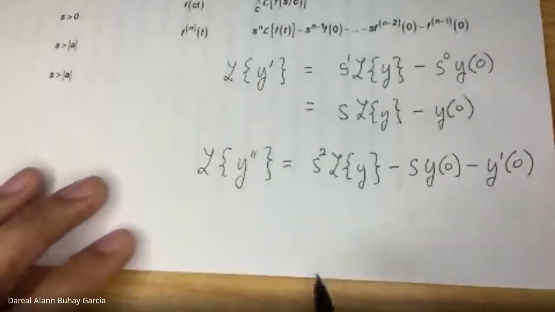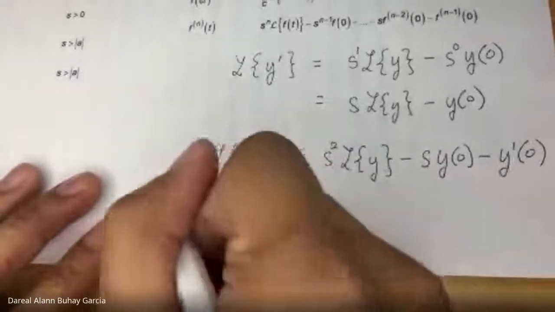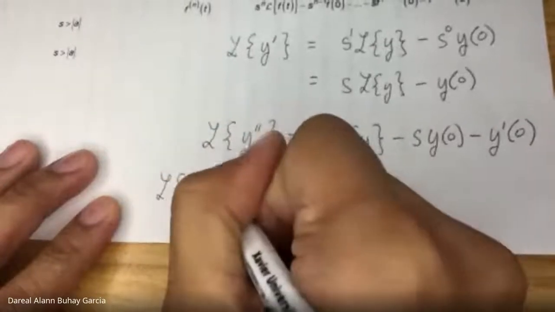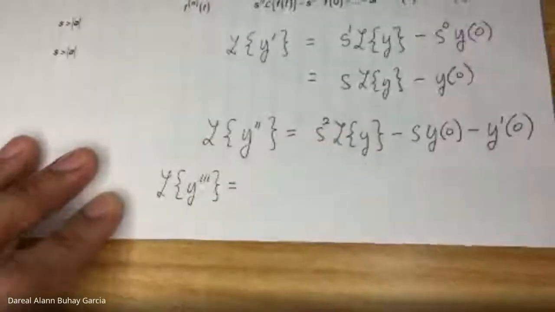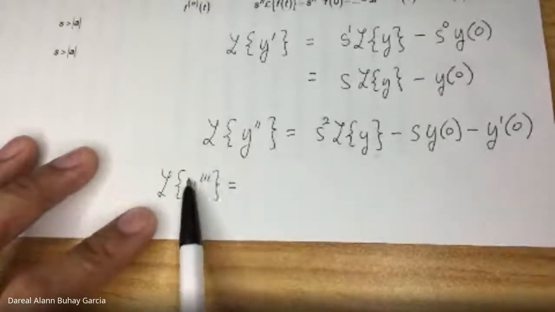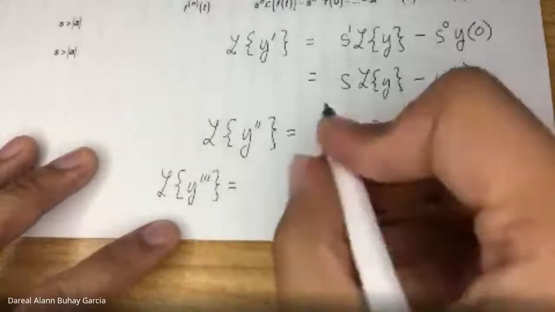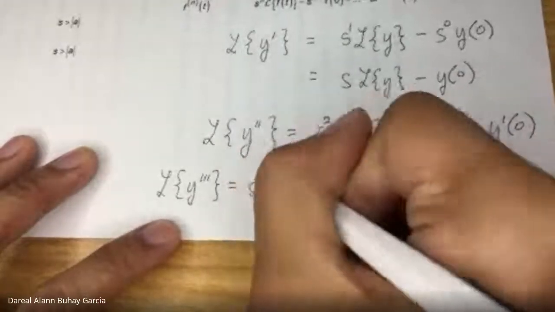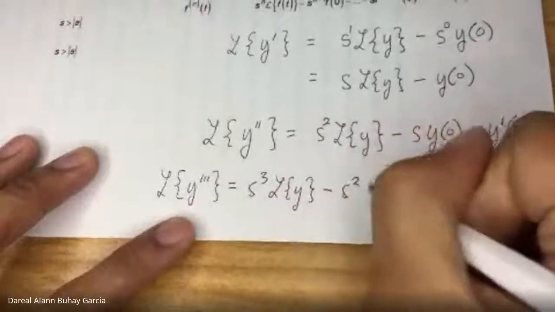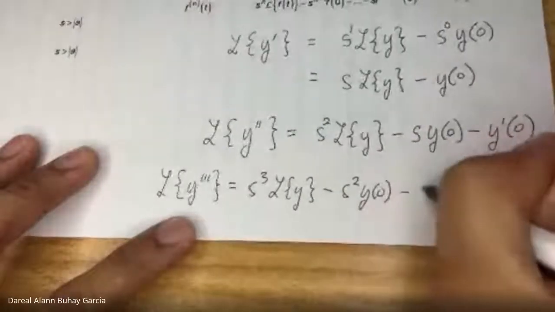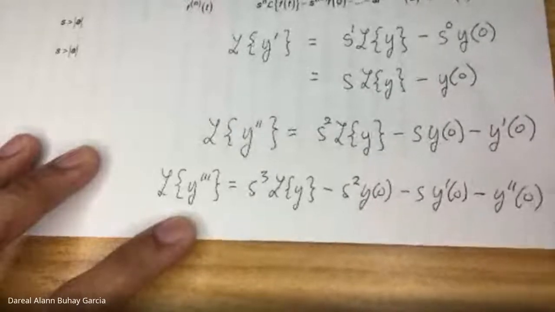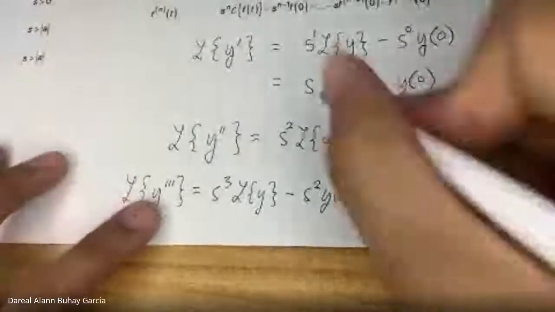Although it is not common, what if we encounter a third order? What if the Laplace of the third order, y triple prime? Actually, we can already get the pattern. For a third order differential, it is s cubed Laplace of y minus s squared y of 0 minus s y prime of 0 minus y double prime of 0.